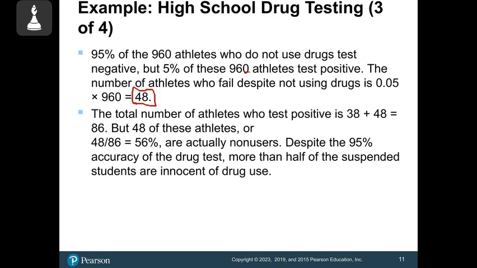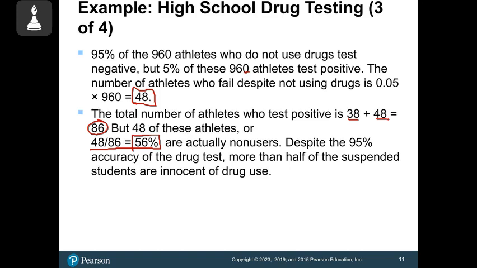So now using what we got on the last slide, we had 38 positive drug users, and those were accurate. And we've got 48 positive drug users who were false positives. That is a total of 86 that are going to test positive out of the entire high school competition. Now, 48 of those 86 makes 56%. 56% are going to be testing positive when they do not, in fact, use them.